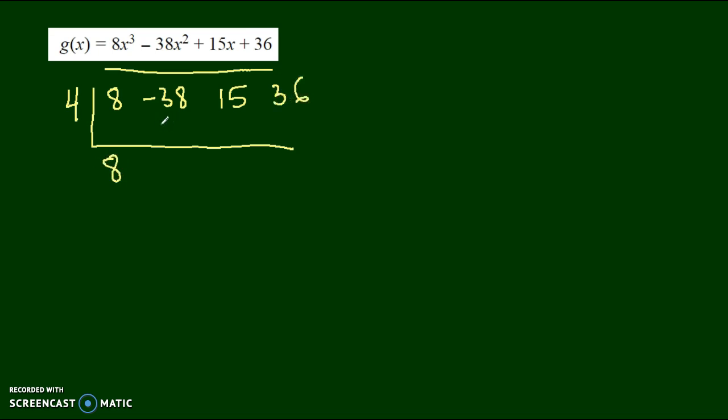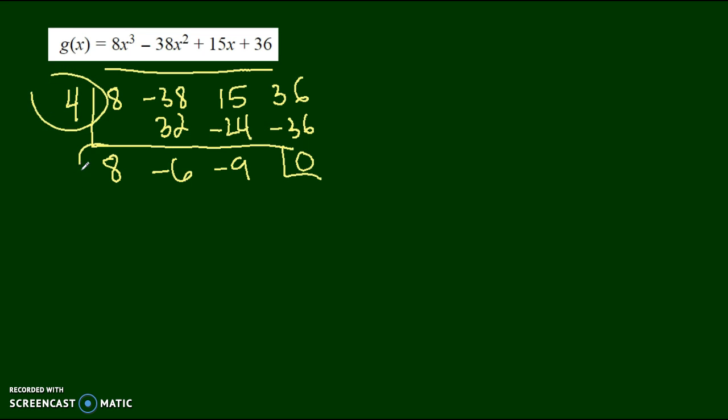Drop the 8 down, multiply, put that inside, add, put that outside, multiply inside, add, that makes negative 9. 4 times negative 9 is negative 36, and as promised, we do get a 0. So one of the zeros definitely is 4.